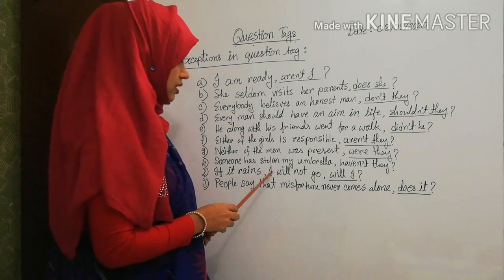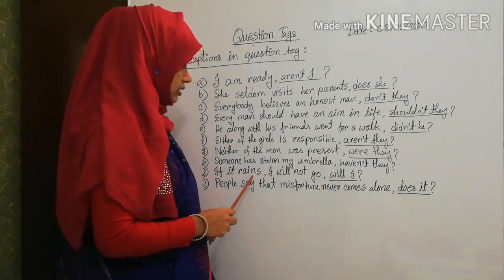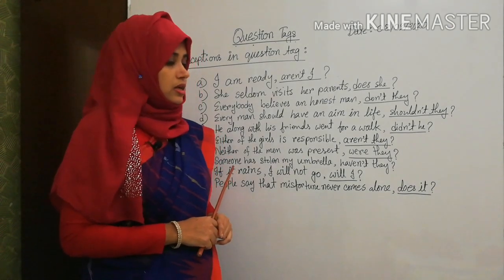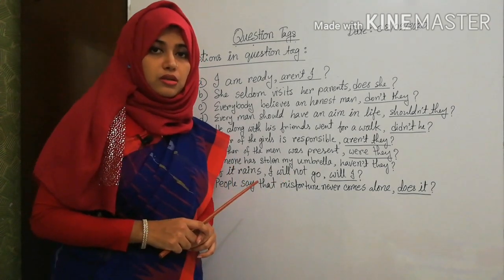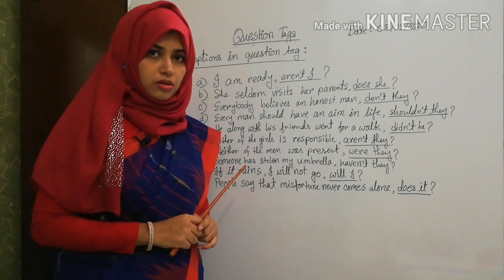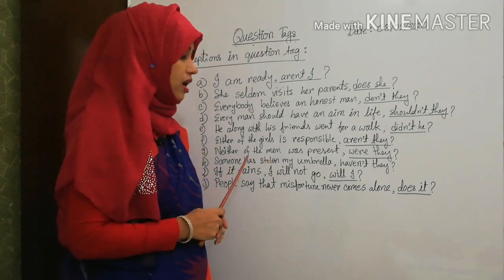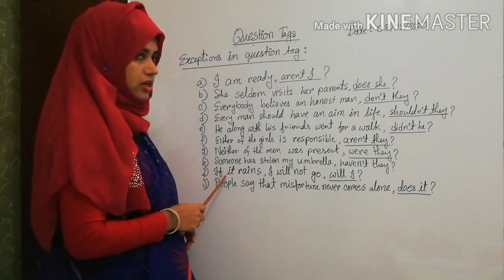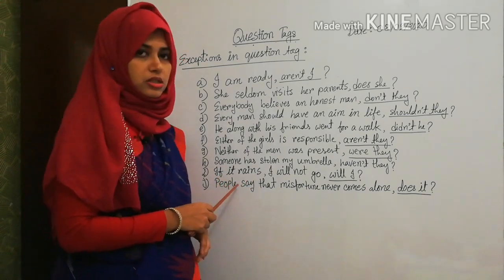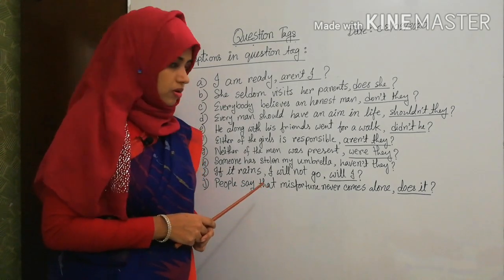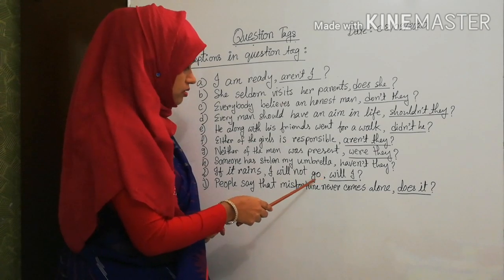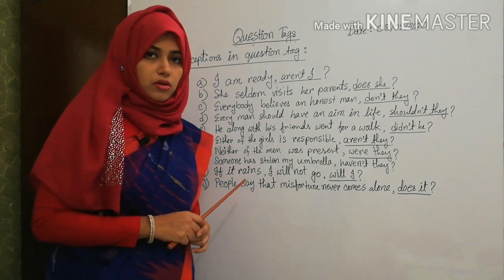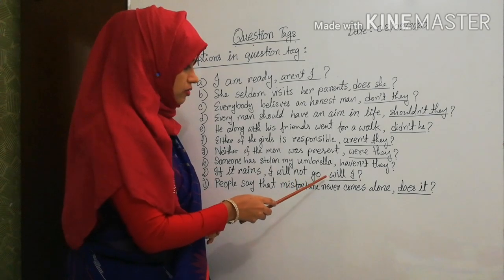Next is: if it rains, I will not go, will I? See, this is a complex sentence. In case of a complex sentence, what you have to do is make the tag question by following the main clause or principal clause, not the subordinate clause. And how will you understand which one is the main clause? The clue is the conjunction. The clause that is followed by a conjunction is called a subordinate clause, and the clause that does not have any conjunction in the beginning, that is the main clause. So you have to make the tag question using the main clause.